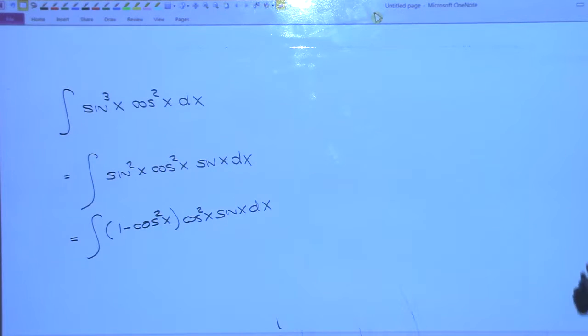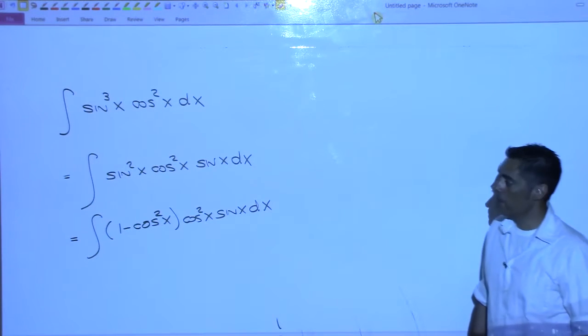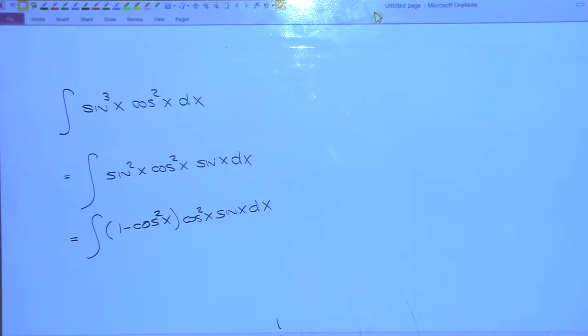And now make your substitution. Yes? I just have a question. I broke the integral apart, so I did the integral of 1 minus cosine squared x times sine x times the integral of cosine squared x, and then I just used different ways to do each part.